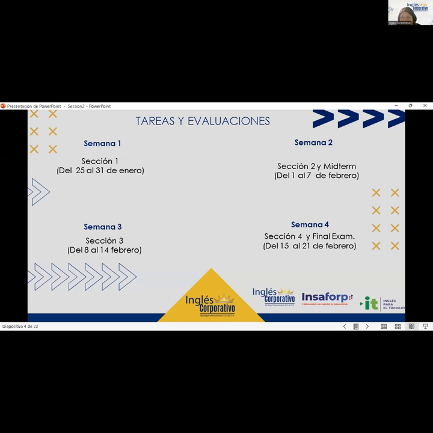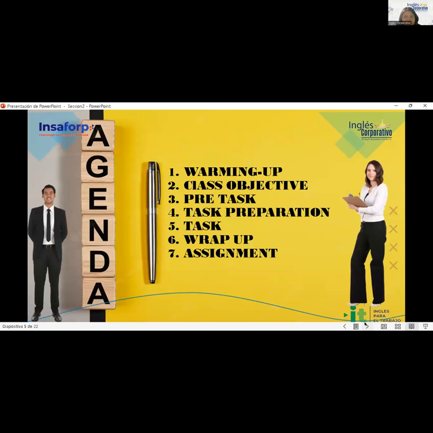Semana 1, las fechas y esto es por motivo de la plataforma. Vamos a estar utilizando la plataforma. Para quienes no la han utilizado todavía, este día vamos a trabajar en ella para que ustedes se familiaricen también, ¿ok? It's simple. Okay? También si tienen preguntas, pues no duden en consultar. Ok, so now let's continue. And again, our agenda: we have a warming up, a class objective, a pre-task activity, and task preparation. We also have some tasks and a wrap up. And you have an assignment at the end of the session, right?